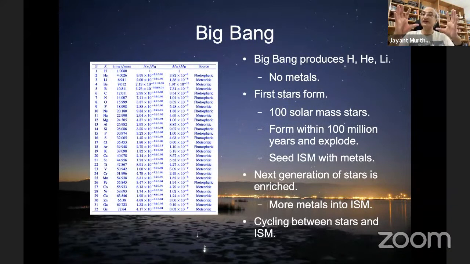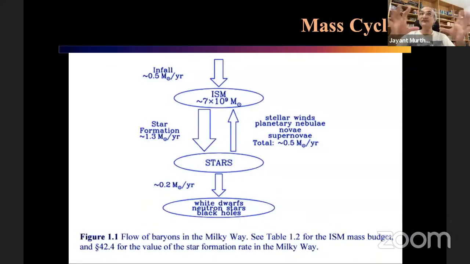So these stars formed within 100 million years or so. They exploded. And when they exploded, they seeded the ISM with products of the stellar fusion. So you started producing heavier and heavier elements. And then the next generation of stars formed out of this already enriched medium. And then they finally exploded, seeded the ISM with more material. And so you have this constant cycling between stars and the interstellar medium. Every cycle, the material in the interstellar medium is processed by the star, and then some of it is sent back out. And so if we were to look at what the interstellar medium is, this is in our galaxy, we find that the total mass of the interstellar medium is something like 7 billion solar masses, 7 × 10⁹ solar masses.